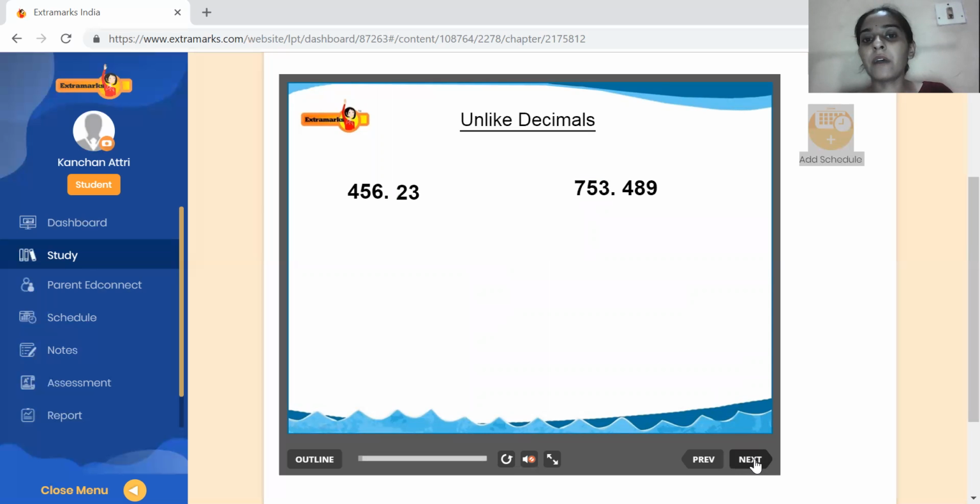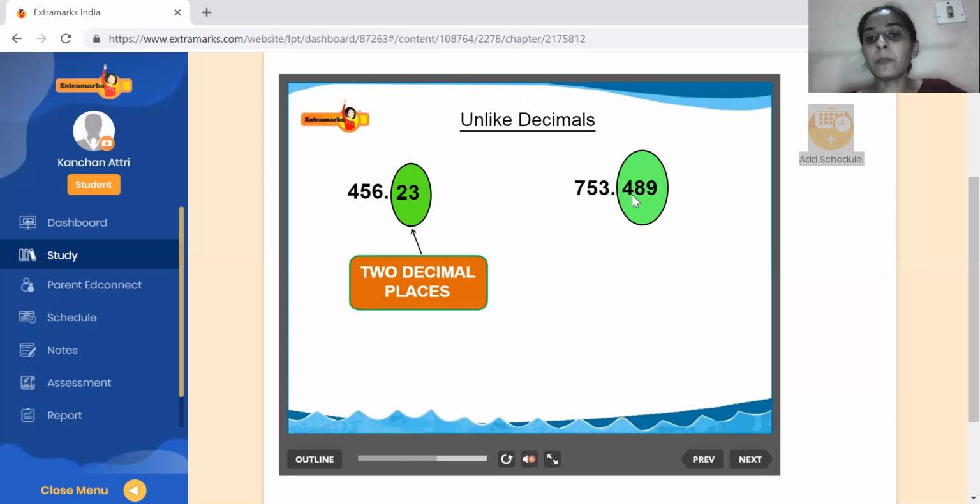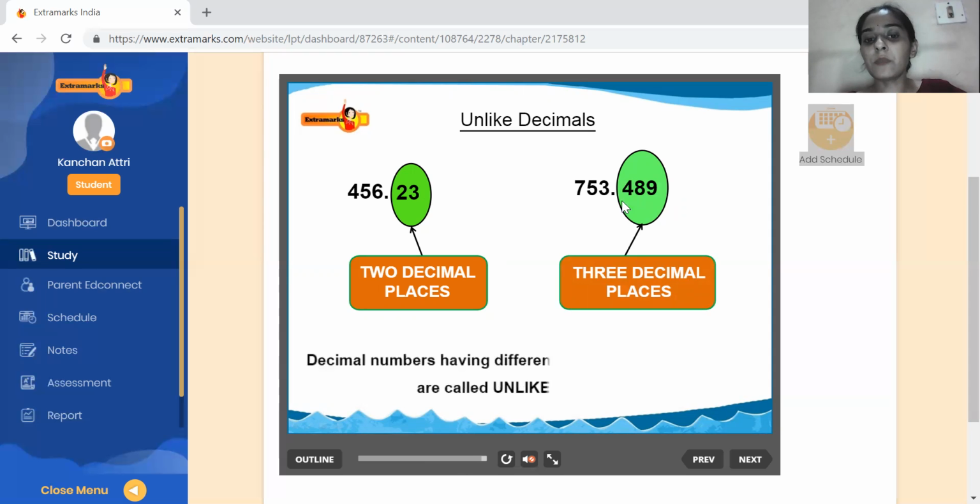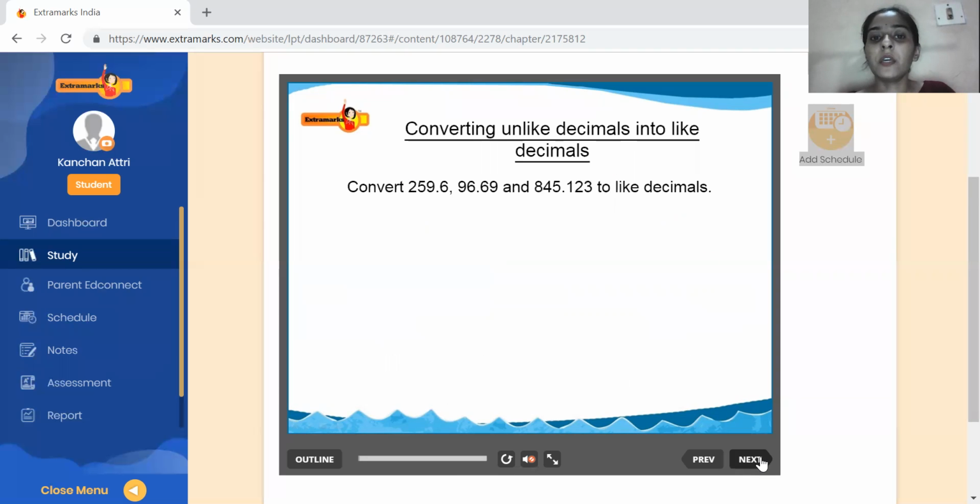Now next we have the third type, unlike decimals. In these decimals, the decimal places are different, like you can check 456.23, 753.489. Here are two decimal places and here are three decimal places, and the decimal places are different. The decimal numbers having different numbers of decimal places are called unlike decimals. Let's check how we can convert unlike decimals to like decimals.